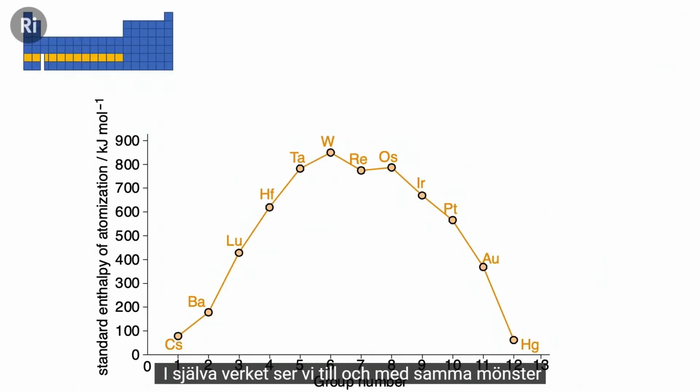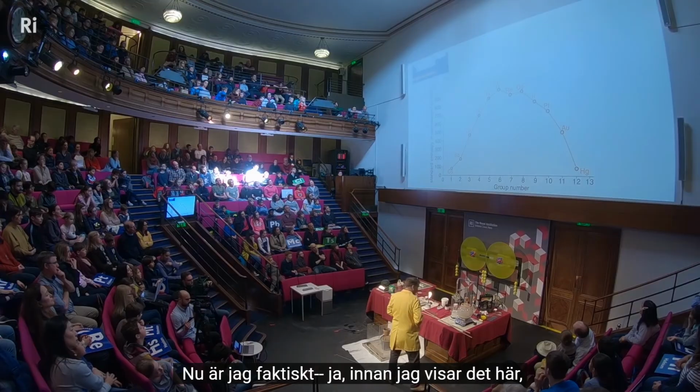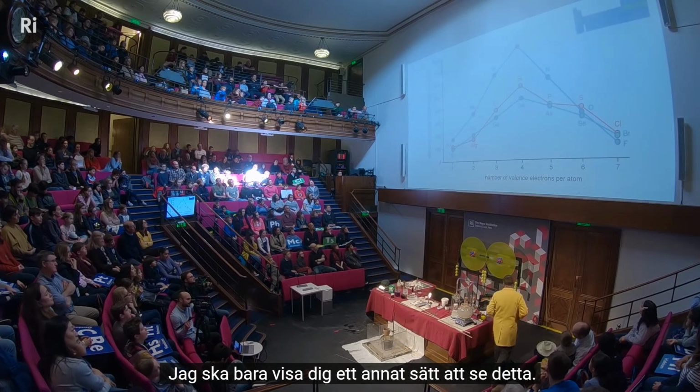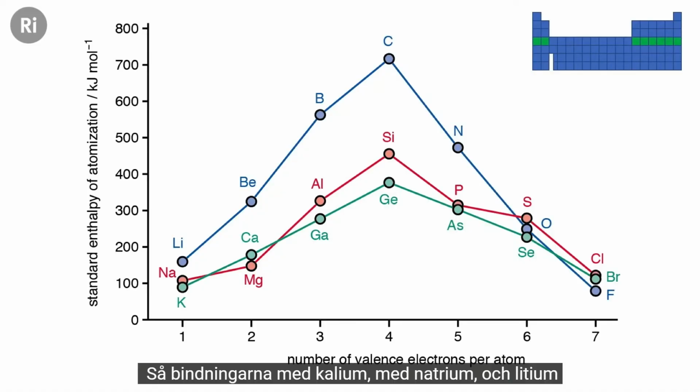In fact, remarkably, we even see the same pattern, because of the same reasons, as we go across the row with the transition metals. This is our last one, and this is quite fun. Now, before I show this, I'll show you a different way of seeing this. So we see the same pattern here. The bonds with potassium, with sodium, with lithium are all very, very weak, then really strong bonds in the middle with carbon, and then individual atoms down the other end.